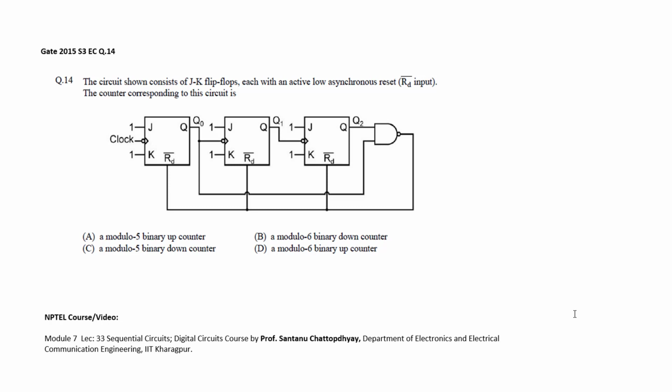This question was given in the GATE 2014 session 3 EC paper. The question is: the circuit shown consists of JK flip-flops, each with an active low reset signal. We need to find the counter realized by this circuit.